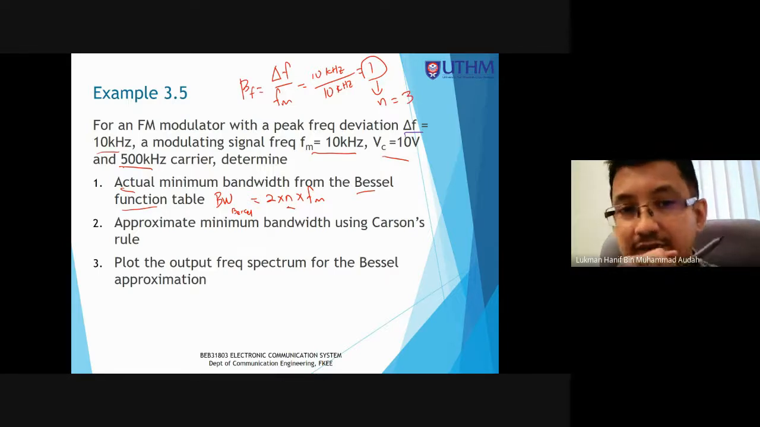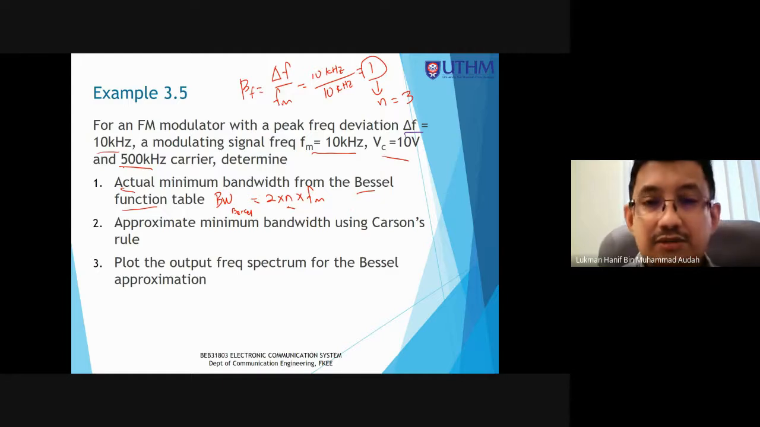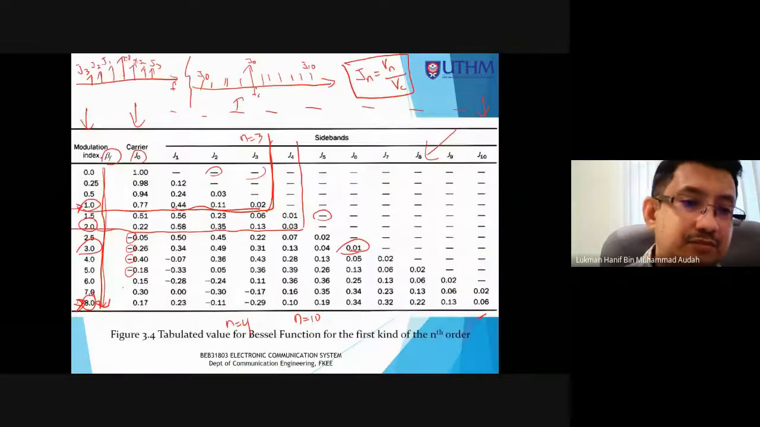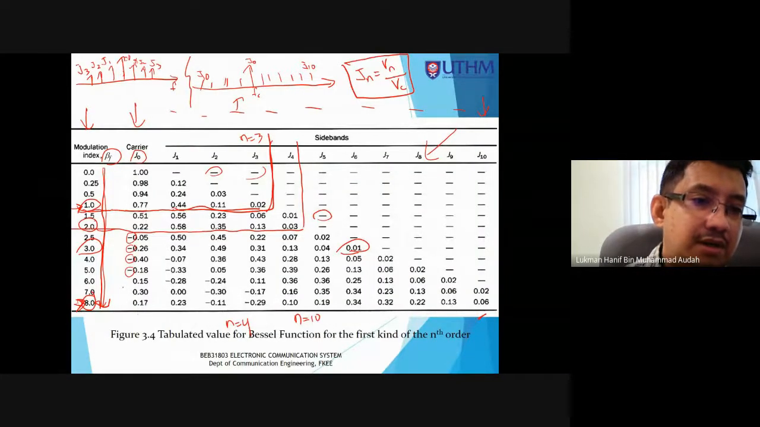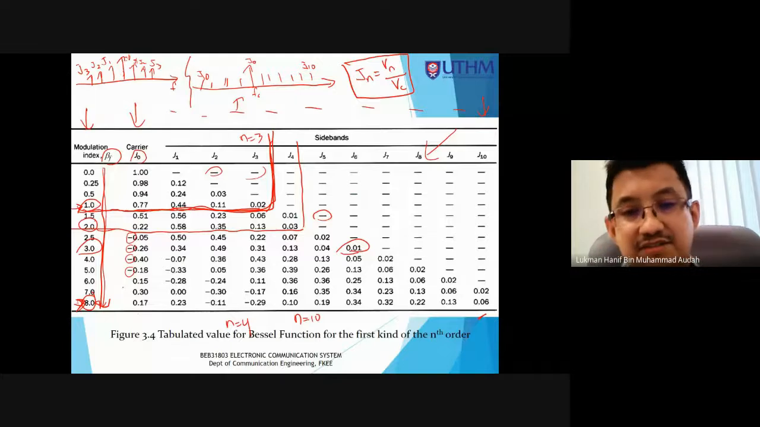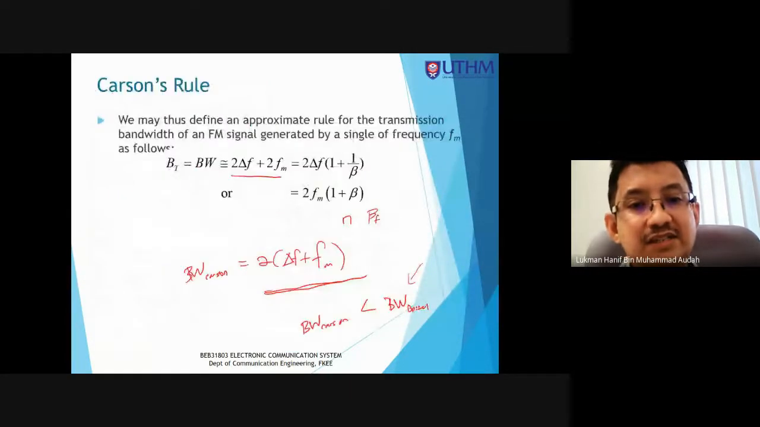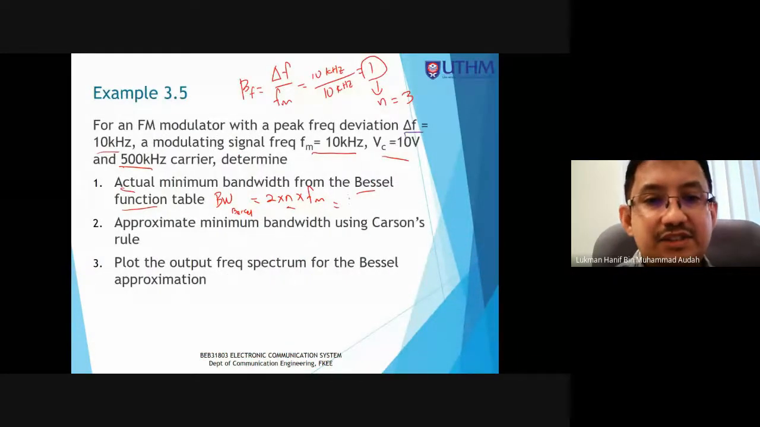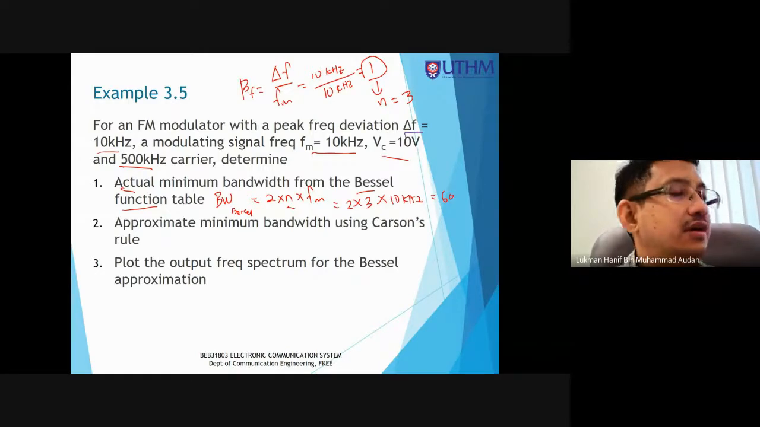Ini daripada table. So boleh lihat kalau beta F sama dengan 1, kita akan dapat N, number of significant sideband equal to 3. So that means we're going to have 3 pairs of sidebands. Okay, ada 3 pasang sideband. So therefore the bandwidth by Bessel is equal to 2 times 3 times 10 kilohertz. So this is 60 kilohertz.